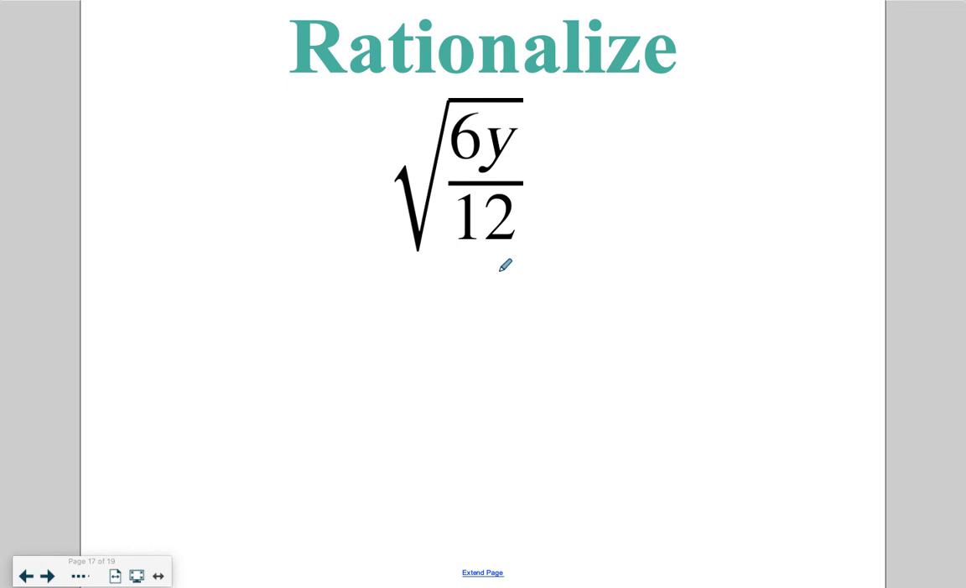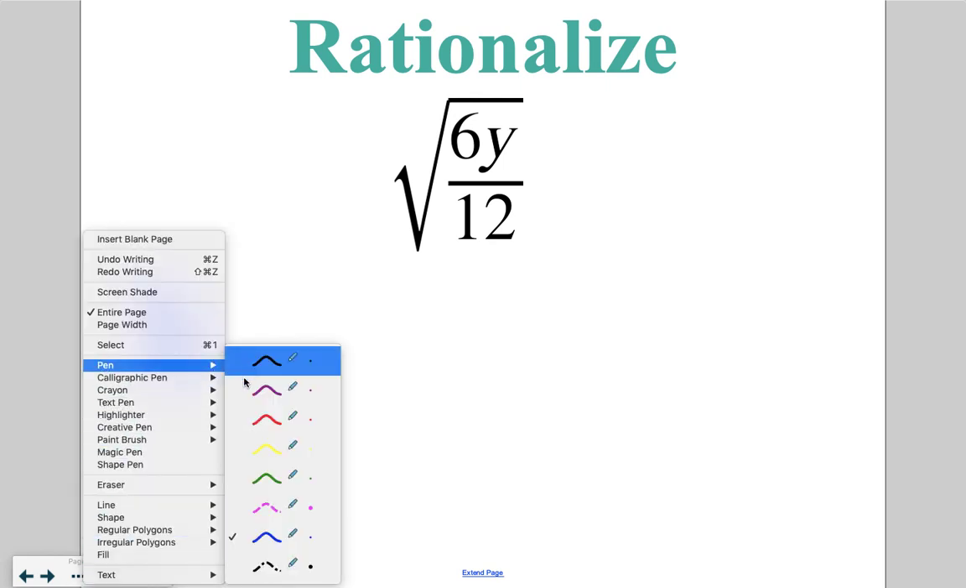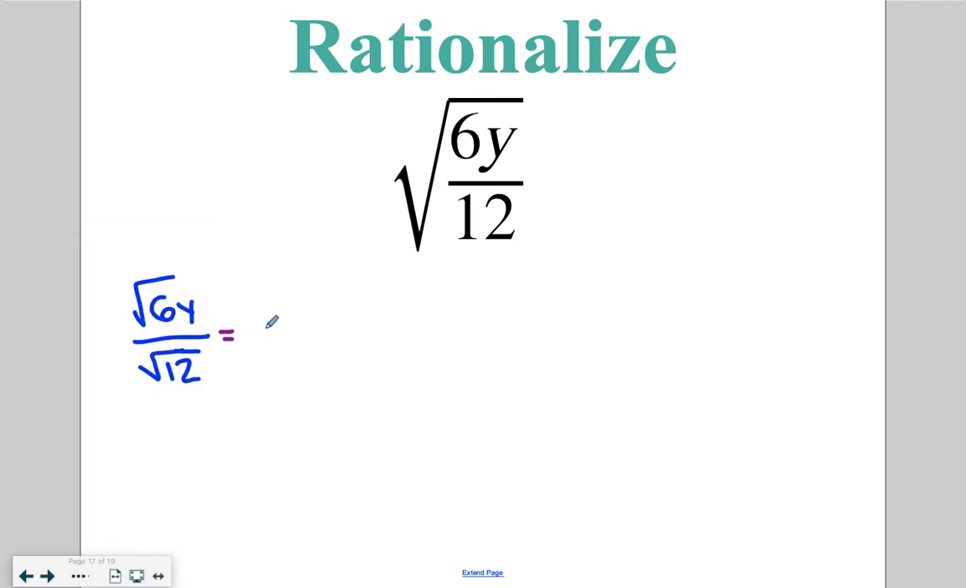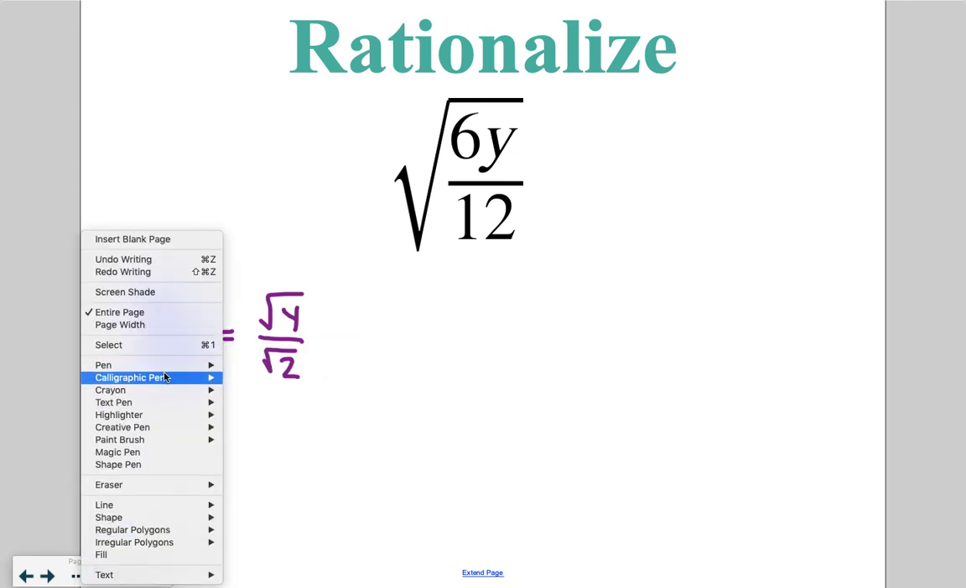Again, we can do this same process with variables. So I'm going to start by splitting it up. I've got 6y as a square root in the numerator and square root of 12 in the denominator. Can't take the square root of 12, so I look to see if I can reduce it. My answer is yes. 6 and 12 can both be divided by 6, so I'm going to go ahead and divide them both by 6. So I'm going to end up with the square root of 1y, or just y, over the square root of 2. Again, still can't take the square root of 2, so now I need to rationalize that denominator.